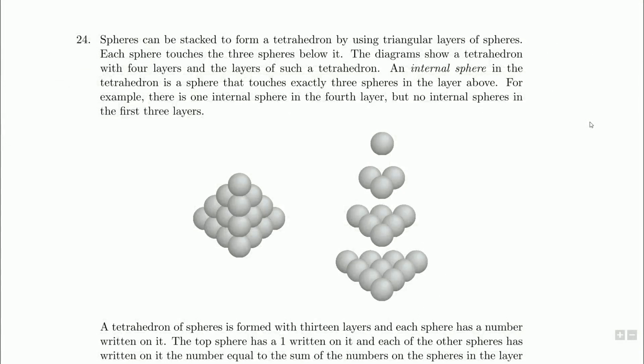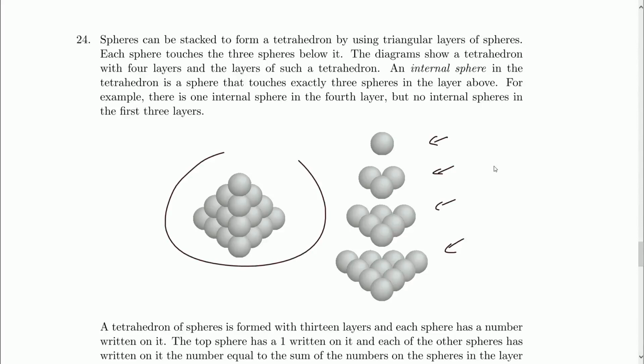We're on our second last question of the 2010 Fermat paper. We are looking at question 24. Spheres can be stacked to form a tetrahedron by using triangular layers of spheres, which we have pictures of here. We create a big pyramid here. Each sphere touches the three spheres below it.